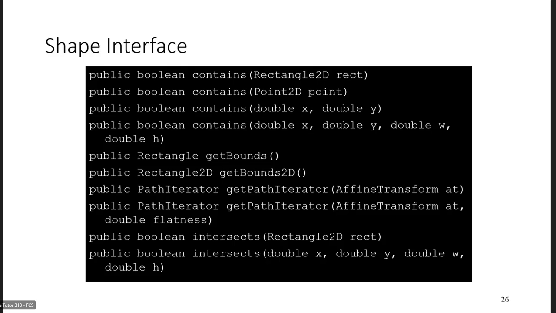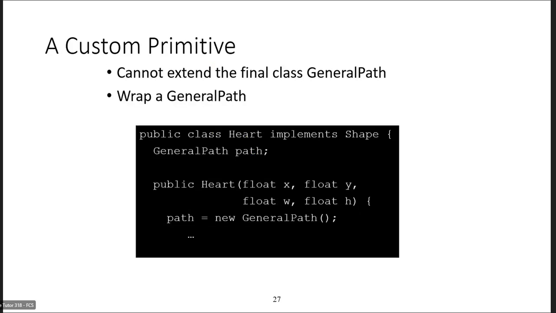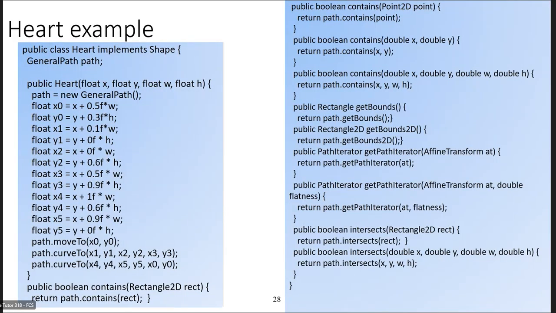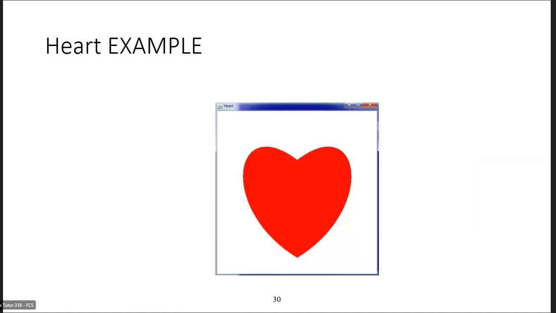We can use a rectangle, points, Point2D, and double X, double Y. We can use the getBounds method and the getBounds2D method. This is the contains method. These are some methods that we can use for the shape interface, and we are using them in this program. Here you can see the public class Heart, and it implements the Shape interface. This is the program, and this is the result.